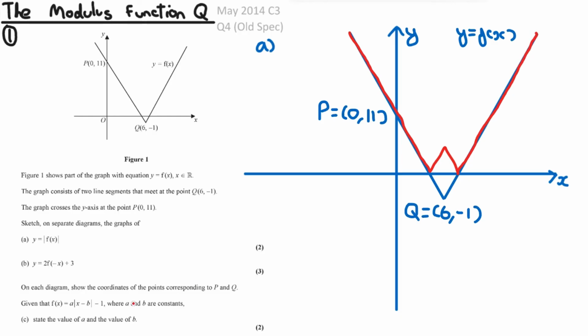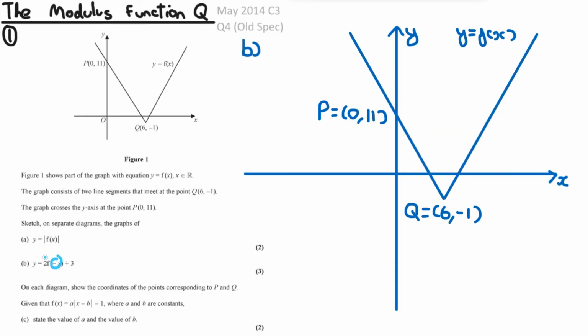Now it says we need to show the coordinates of the points P and Q. P is still going to be the same, it's the same y-intercept. This point is going to be the same, except this time the y-coordinate is mirrored. So this is still 6. Q is equal to 6, but this is now going to be positive 1 instead of negative 1. And that's the final answer. This is the graph of y is equal to the modulus of f of x.